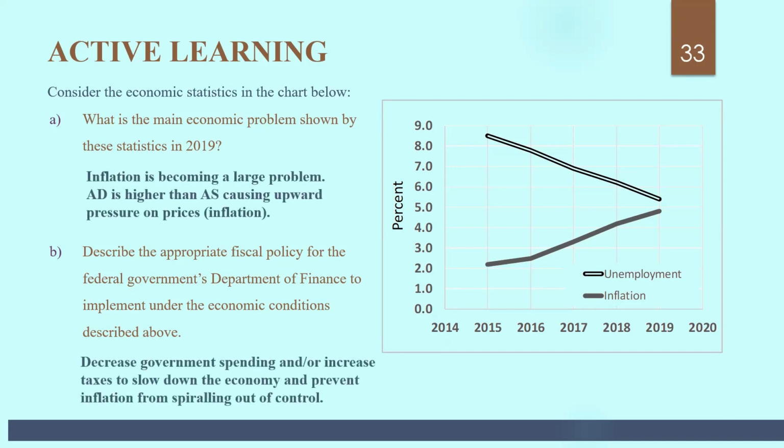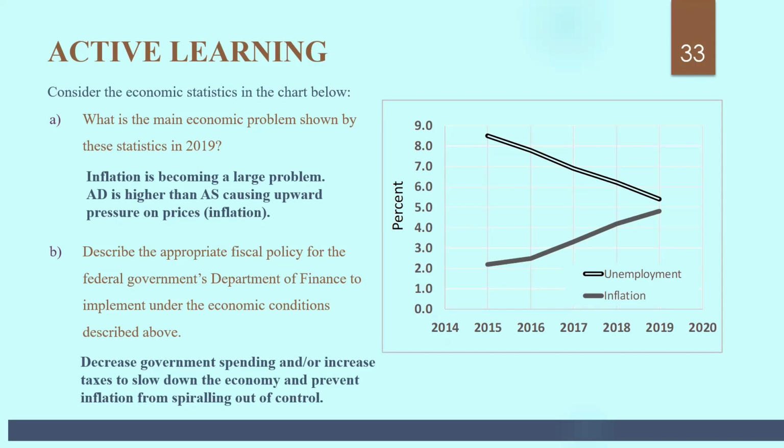And then describe the appropriate fiscal policy for the Department of Finance: decrease government spending and or taxes, slow down the economy, and prevent inflation from spiraling out of control. So they can do that, that's a fiscal policy way to solve this problem. But what the Canadian government did for our inflation problem recently was they raised interest rates. So they can do that too.